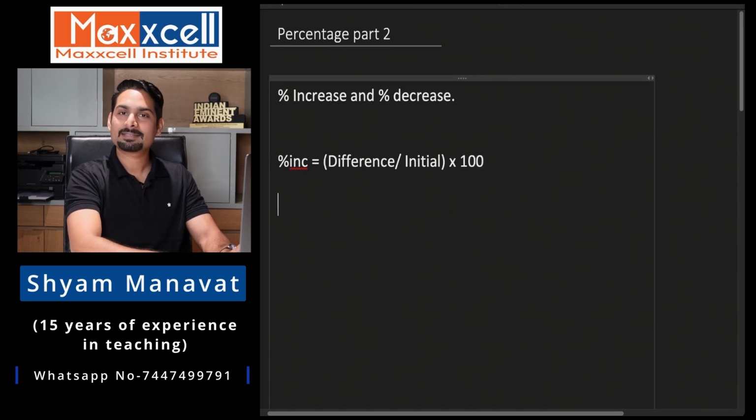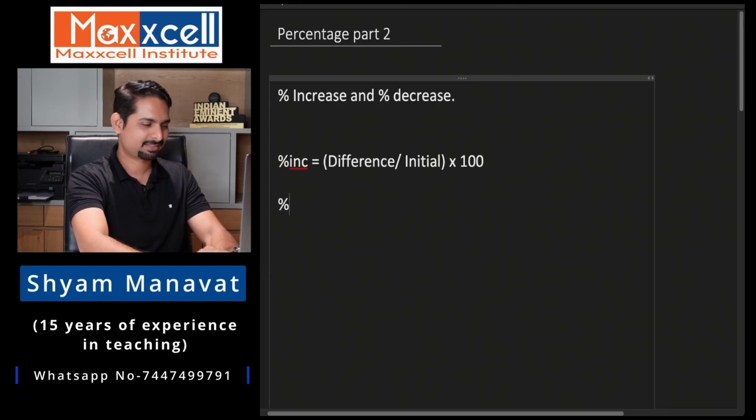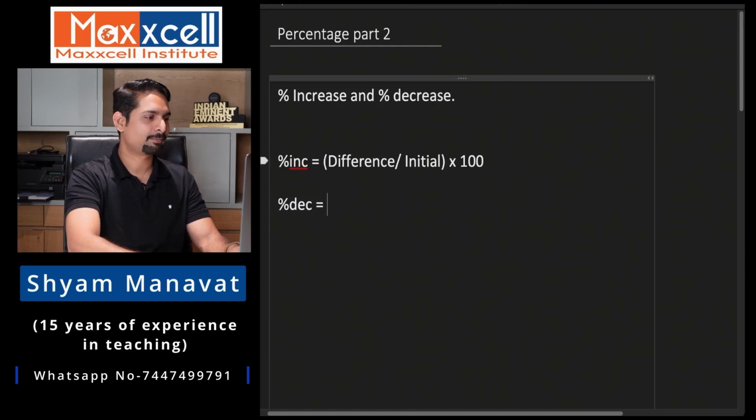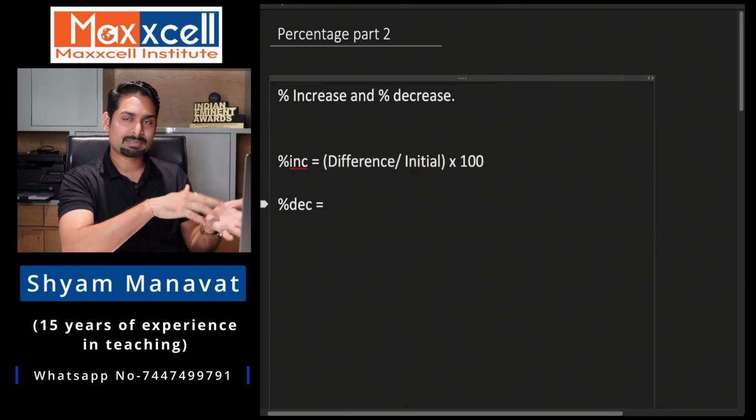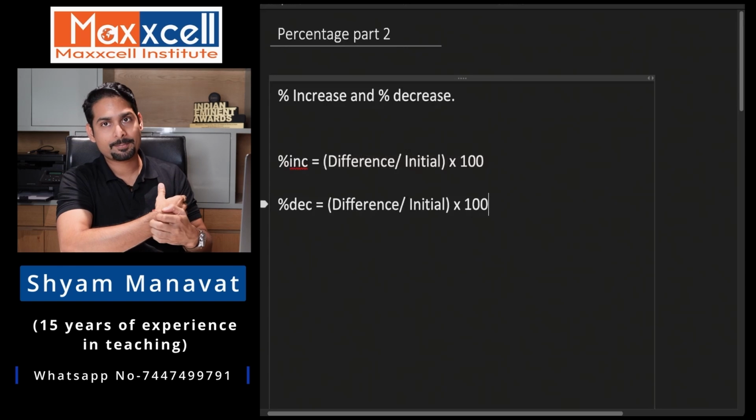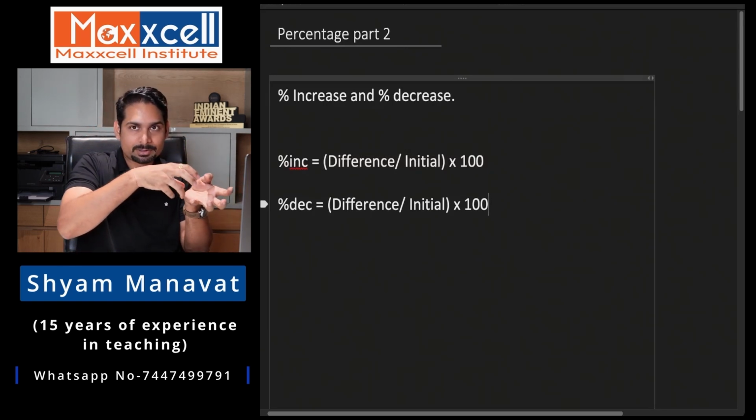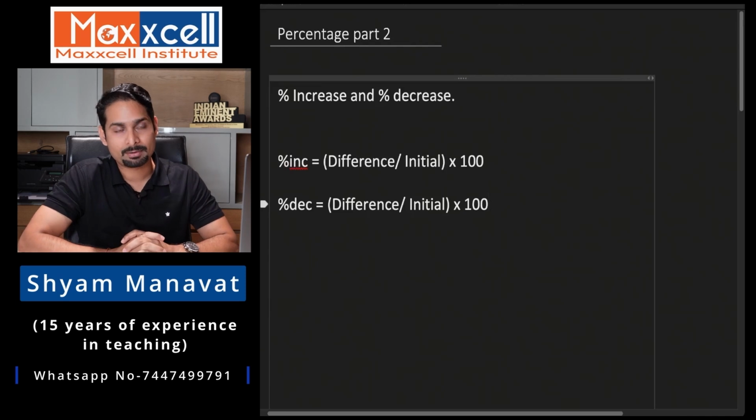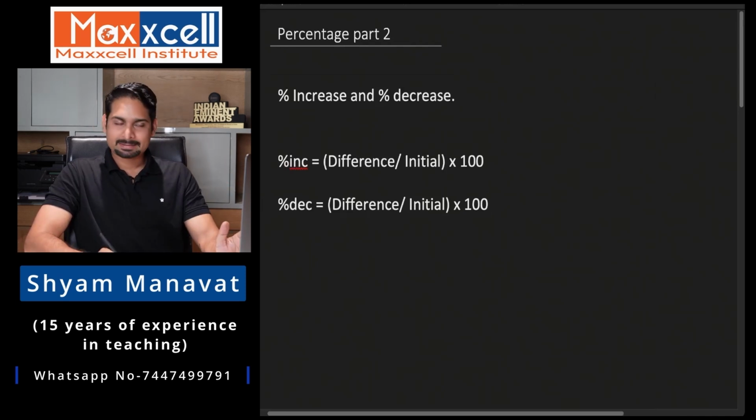And you will be happy to see the percentage decrease formula also, because there is not much difference. For percentage decrease, it is again the same: difference by initial into 100. So you don't need to remember which is the initial value and which is the final value, and get confused about which value to subtract from which. Keep it simple, difference by initial.